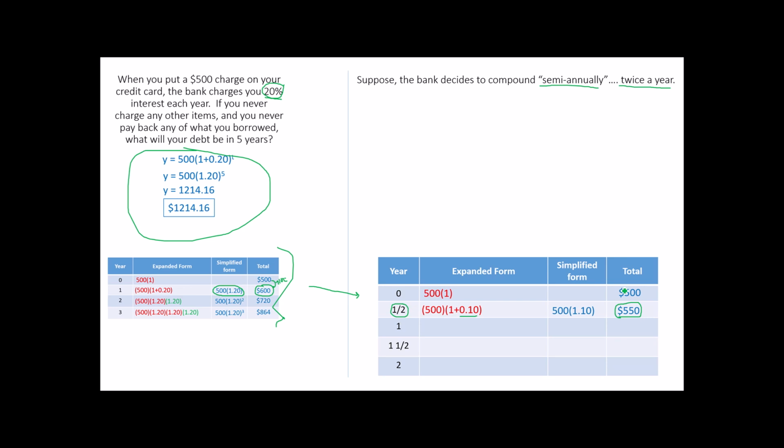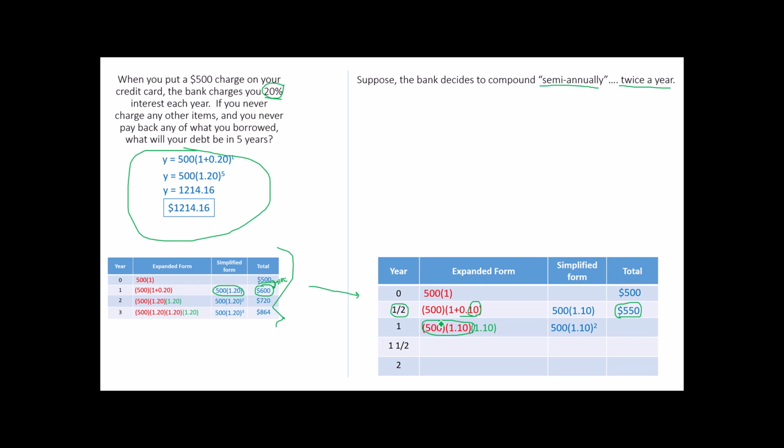The second half of the year, they're not going to charge that second half as 10% of 500. No, no, no. Just like before at the end of the year, they went from charging us a percent of 500 to charging us a percent of 600. Now, in the middle of the year, they're going to recalculate. This is no longer a 500. This is now a 550. And then they're going to charge us 10% for the rest of the year.